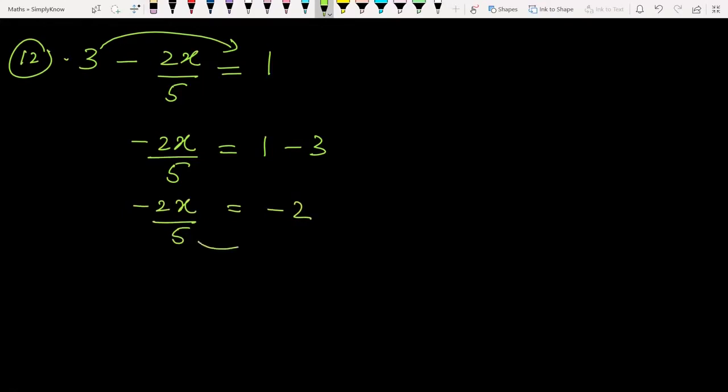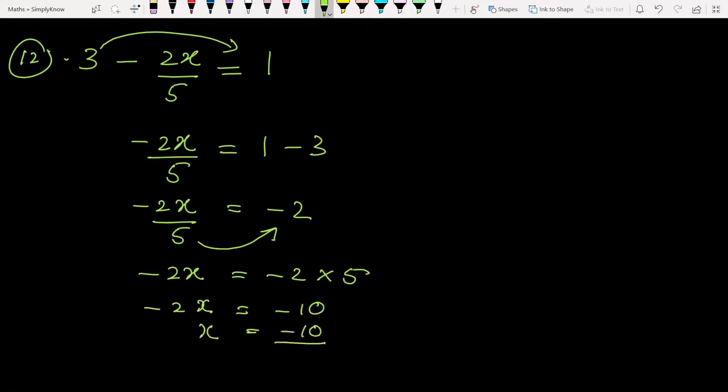Then let's transpose this division 5 to the other side. So it will become minus 2 times 5. Minus 2x equals minus 2 times 5. Minus 2 times 5 is minus 10. Minus 2x equals minus 10. Then x is minus 10 divided by minus 2. When we divide minus by another minus, it will become plus. So our answer is plus 5. x equals plus 5 or just 5.